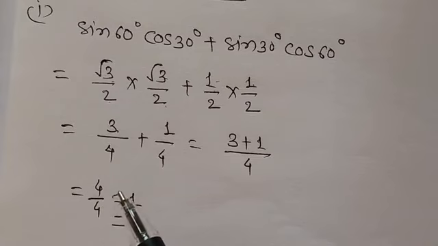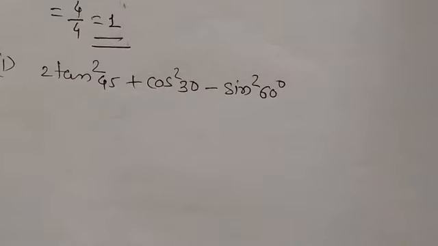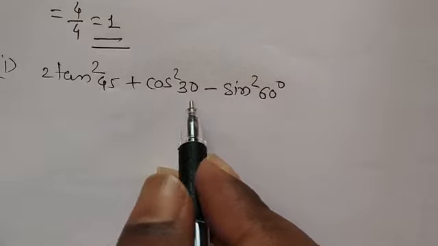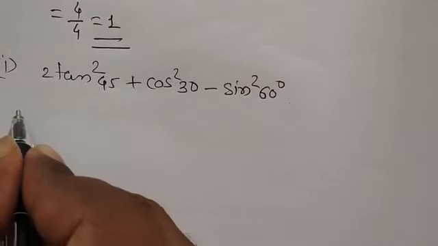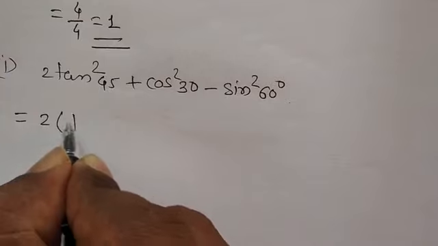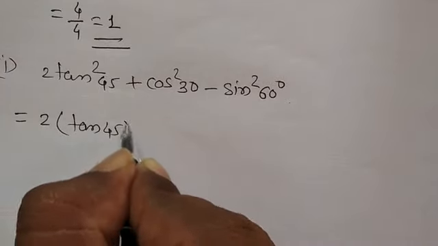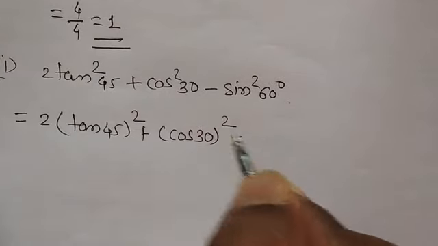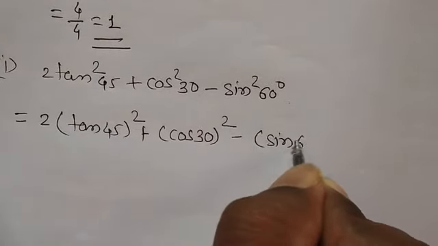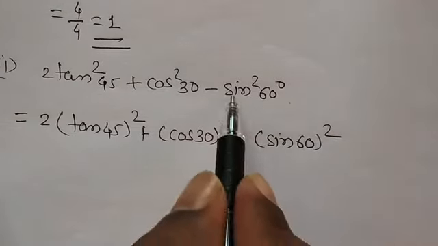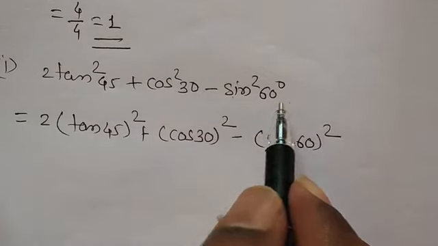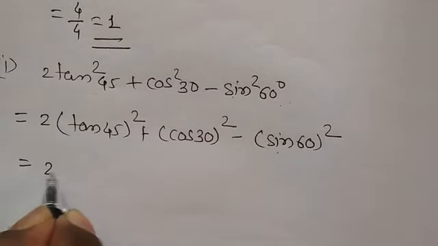The second example is number 2, that is 2 tan square 45 plus cos square 30 minus sin square 60. You can write here what? 2 tan 45 whole square plus cos 30 whole square minus sin 60 whole square. This is the same meaning in this way. Sin 60 whole square means what? Sin square 60. Then put in the value using the table.